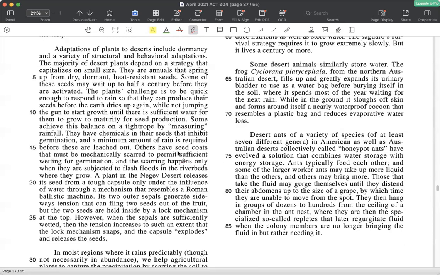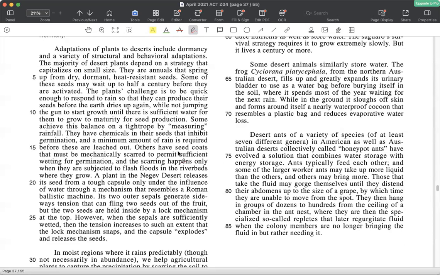Okay, so this is an interesting paragraph and talks about how plants in the desert survive and thrive, right? And this is important because there is very little water in the desert. So plants need to make sure that they germinate at the right time when there is water availability so that the seeds have enough water to grow. At the same time, they need to preserve water, right? And they cannot grow to maturity unless enough water is available.